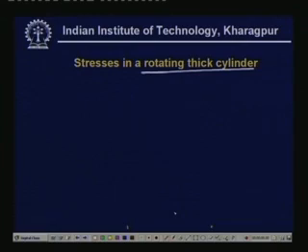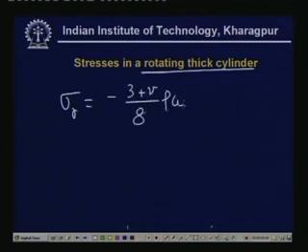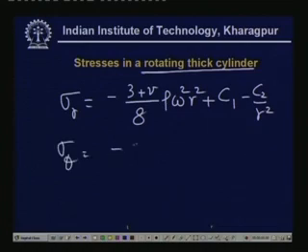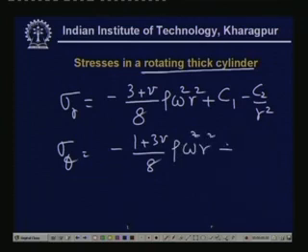Sigma r is first (3 plus nu) divided by 8 rho omega square r square plus C1 minus C2 by r square, and sigma theta is minus (1 plus 3 nu) by 8 rho omega square r square plus C1 plus C2 by r square. Again, this is for the plane stress problem.